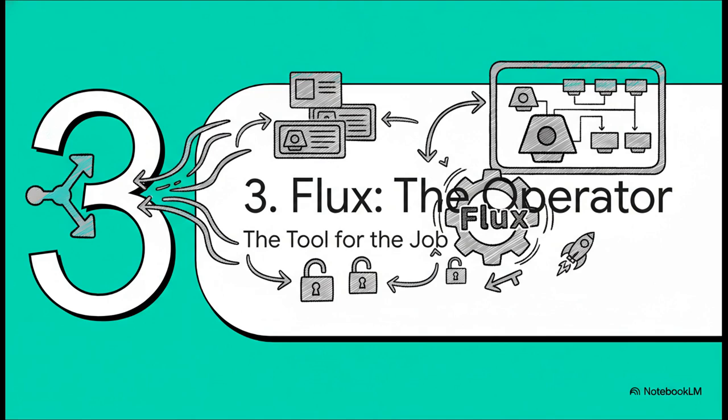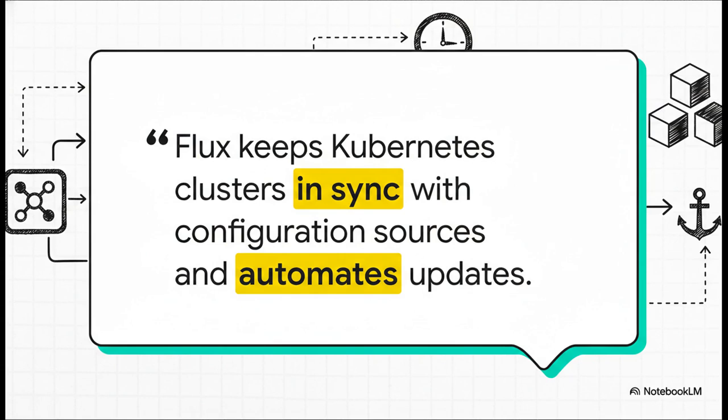So we've covered the what and the why of GitOps. Now let's get to the how. The tool that makes all this magic happen is called Flux. You know, this quote from the official documentation really nails it. Flux is basically this tireless little robot that lives in your cluster. Its one and only job is to make sure your cluster state perfectly mirrors what's in your Git repository. It's the bridge that connects your code to reality.